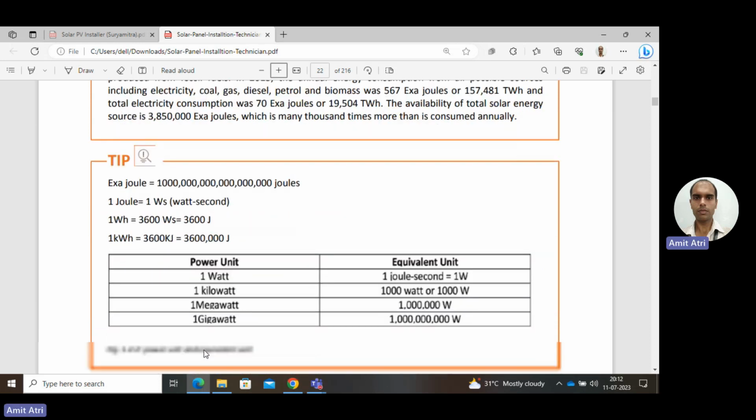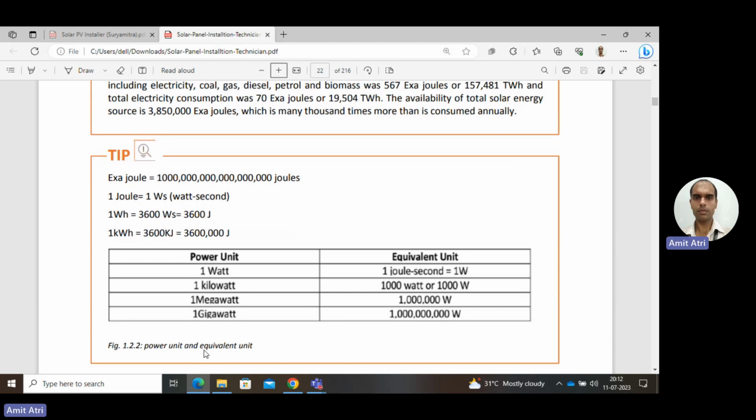So it means there is a huge amount of energy available from the sun. We just need to collect it, and efficiently convert it into a suitable form which we can exploit as per our requirements.